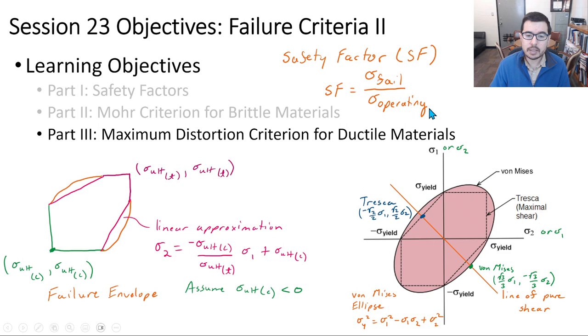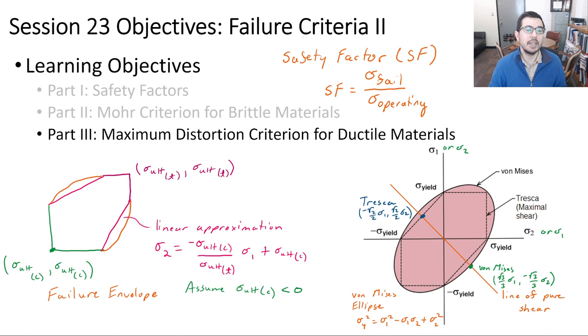In this part, we're going to discuss what is probably the most famous criterion used for determining failure in ductile materials. This is considered to be the maximum distortion energy criterion, or the von Mises, or the Henke, or the Huber, or Maxwell. Huber, Maxwell, Henke, von Mises. I think those are the four.